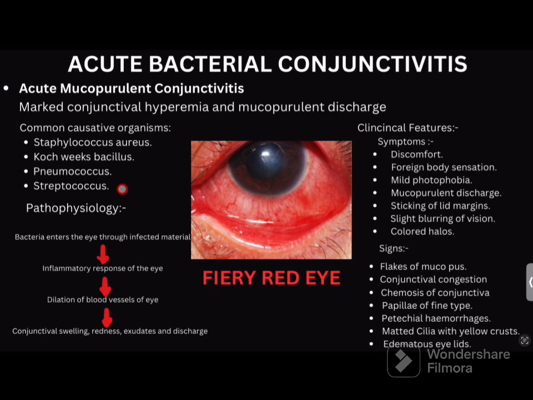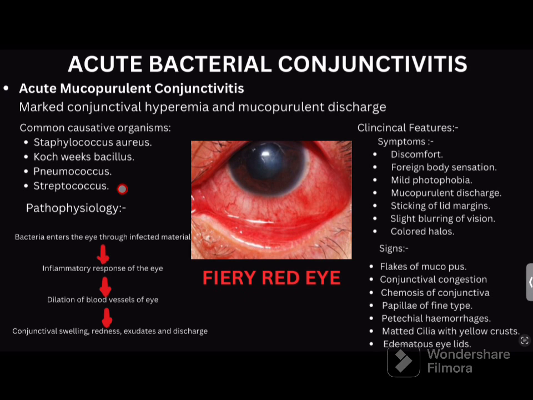Now it causes an inflammatory response of the eye. Then all the inflammatory factors are released. This causes the dilatation of the blood vessels of the eye, which leads to conjunctival swelling, redness, exudates and discharge. Okay, so this is the basic pathophysiology.